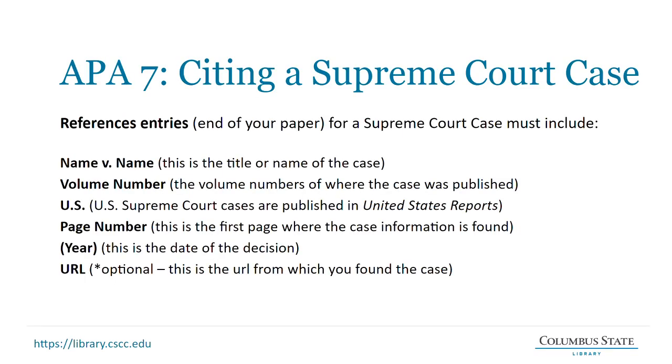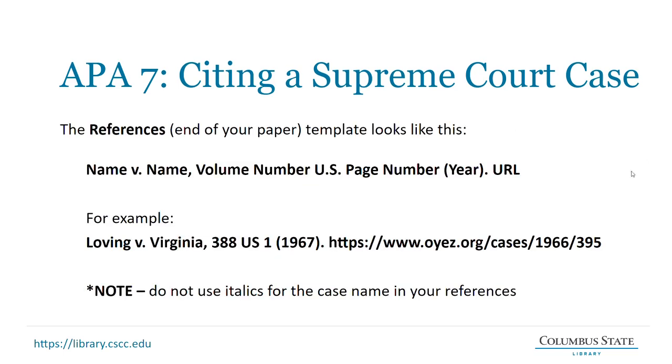Your reference list entry for a Supreme Court case must include name versus name, this is the title or name of the case; volume number, the volume number of where the case has been published, since U.S. Supreme Court cases are published in United States Reports; page number, this is the first page where the case information is found; year, this is the date of the decision; and URL, optional, this is the URL from which you've retrieved the case information. The template for the information you'll include in your reference list looks like this.